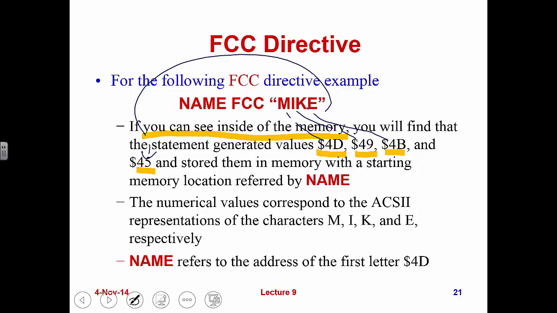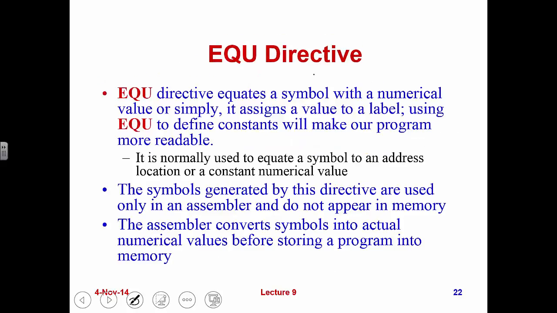Most computer systems use the ASCII system. The name here refers to the address of the first letter, whose value is 4D. So that's pretty much it for FCC.